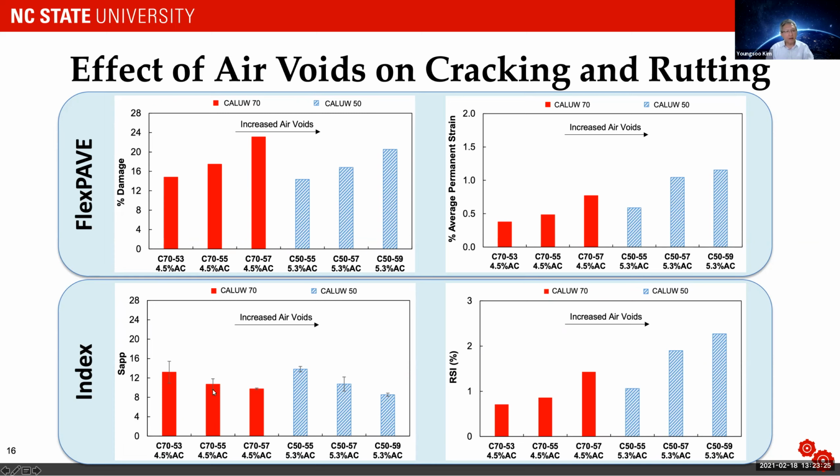Same in SAP. Higher SAP means better. So as you increase the air voids, fatigue resistance becomes poorer, SAP value goes down, and that can be seen in both gradations. If you look at the rutting side, as you increase the air voids, rutting increases in FlexPave, and also RSI increases in the index parameter.